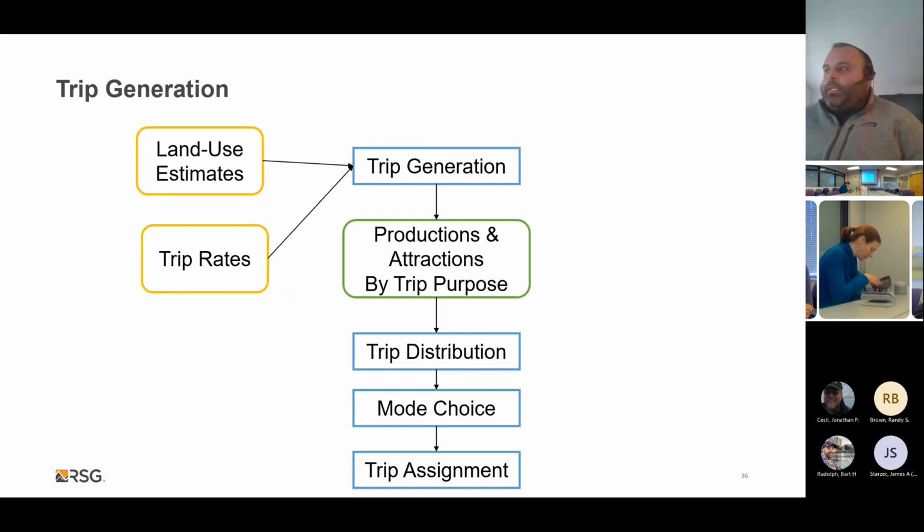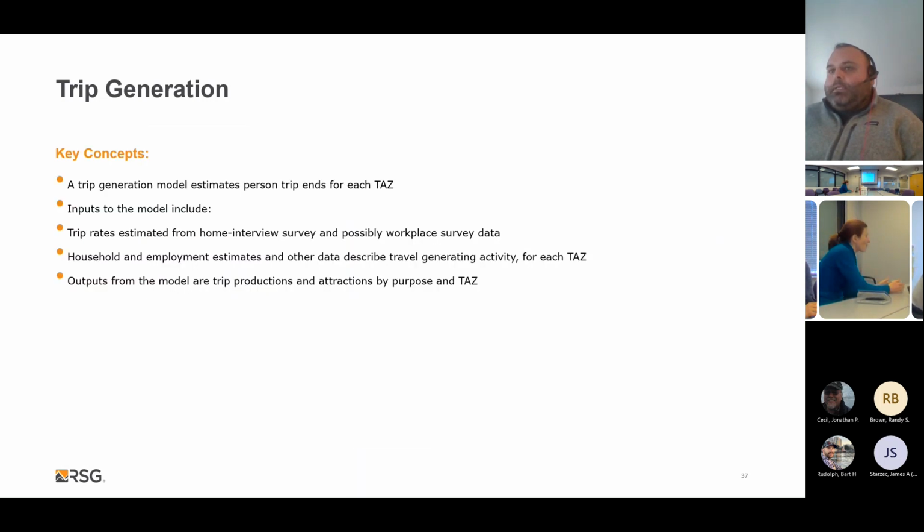So trip generation is the first step in our 4-step model. All trip generation models use those land use estimates combined with trip generation rates from the household travel survey to produce trips by zones. And then the trip generation model is going to produce productions and attractions by trip purpose. And then those will feed into the subsequent steps in the modeling process.